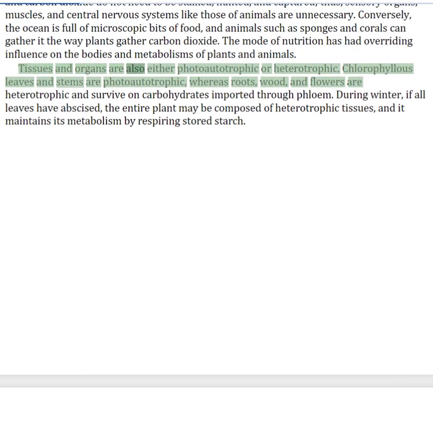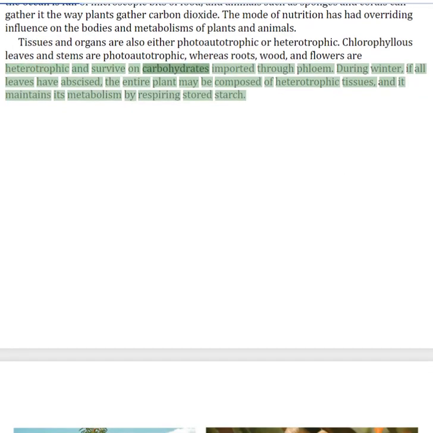Tissues and organs are also either photoautotrophic or heterotrophic. Chlorophyllous leaves and stems are photoautotrophic, whereas roots, wood, and flowers are heterotrophic and survive on carbohydrates imported through phloem. During winter, if all leaves have dropped, the entire plant may be composed of heterotrophic tissues, and it maintains its metabolism by respiring stored starch.